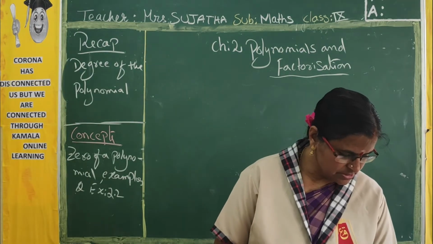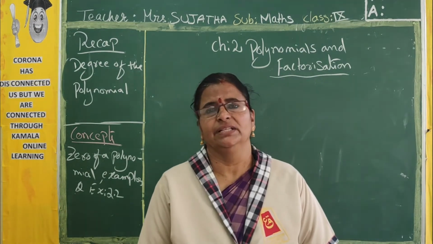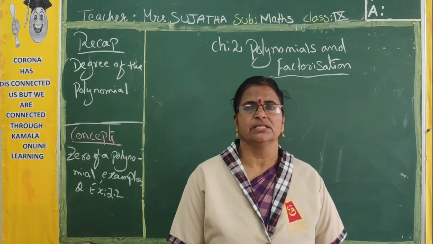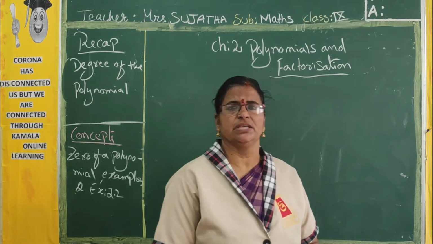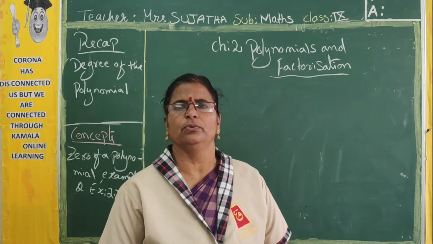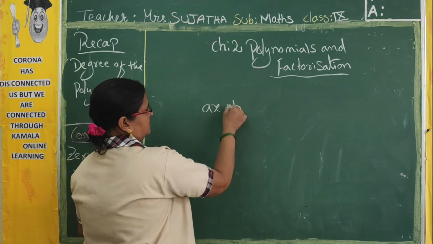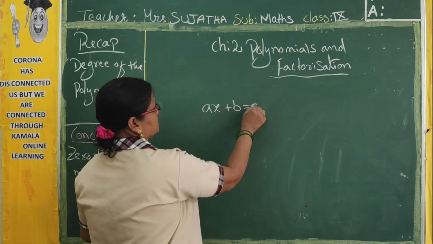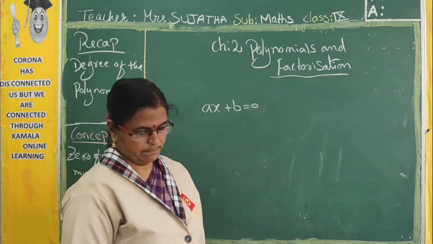Now in this session, we will learn the zero of the polynomial. How can you find the zero of the polynomial? There are two ways to find the zero of the polynomial. First, what is the general form of a polynomial? That is ax plus b. Ax plus b is equal to 0. This is the general form of a polynomial.